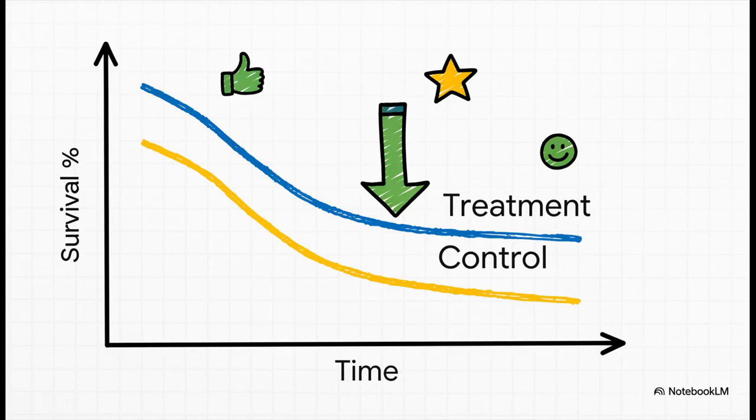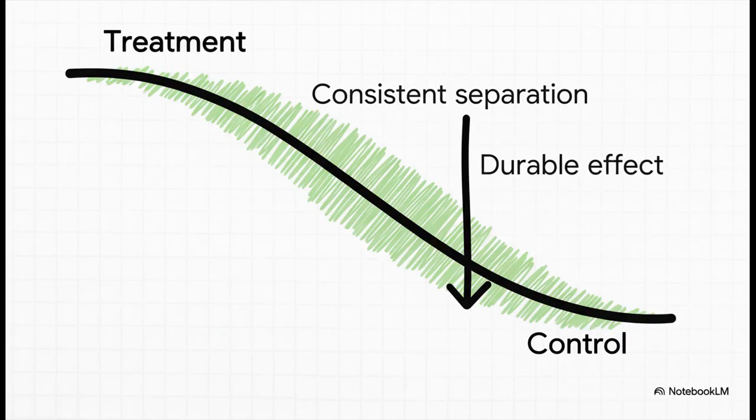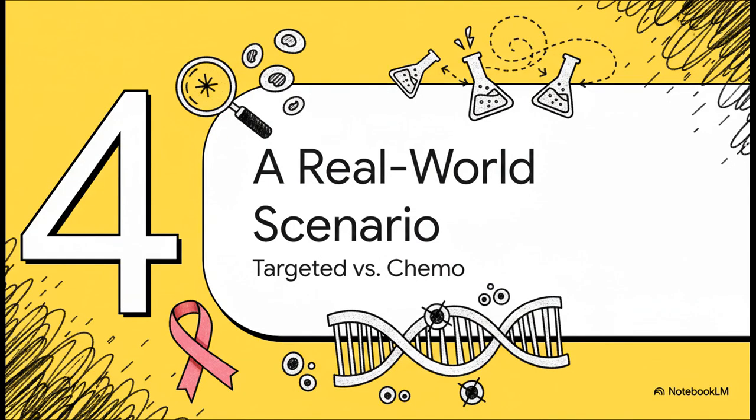It's a direct visual. It means more patients in that treatment group are surviving or not having their disease progress over time. And it's not just about one line being higher than the other. What you really want to see is a nice, clean, consistent separation between those two lines as time goes on. That gap is the treatment benefit in action. If the lines stay apart, it suggests the benefit is real and it's lasting over time, not just a fluke that happens early on.